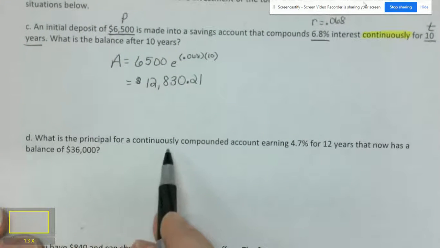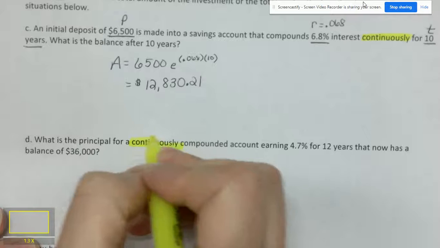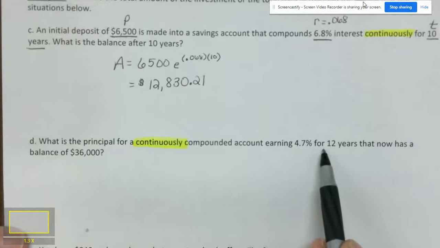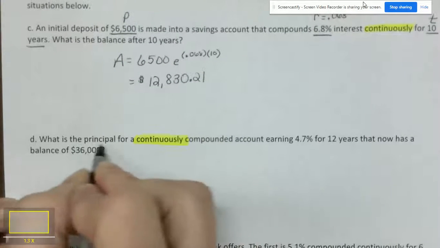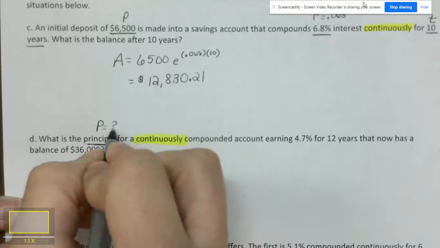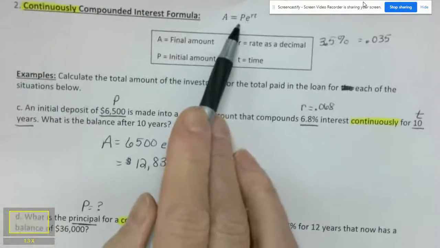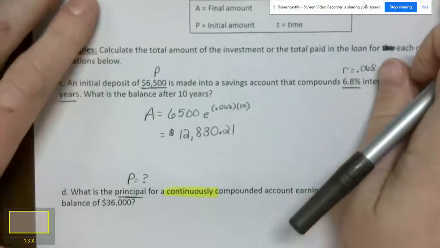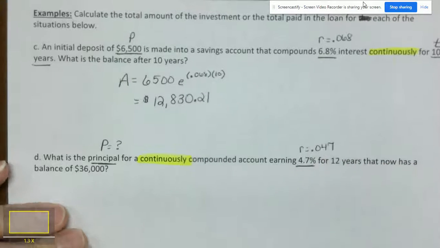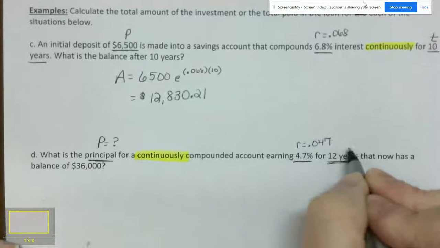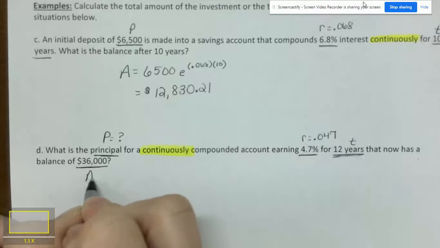What is the principal for a continuously compounded account? Okay, guys, there you go. There's that word, continuously. Earning 4.7% for 12 years that now has a balance of $36,000. Okay, now this is different. What is the principal? So P is what I'm looking for. P is my question mark. Okay, continuously compounded means I use this formula. The account earns 4.7%. Okay, that's my rate. So R equals 0.047. My T time is this 12 years right here. So that's T. That now has a balance of 36,000. This 36,000 is my A.